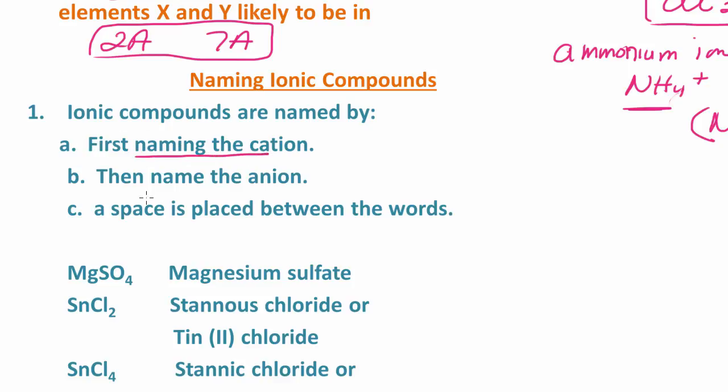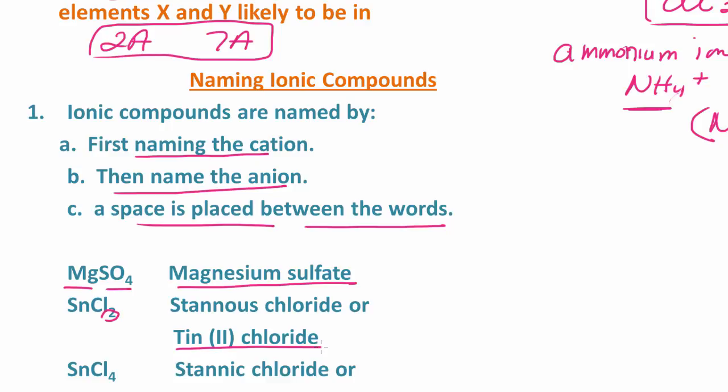First, we name the cation, we then name the anion, and we put a space between the words. So for example, here we have magnesium and sulfate. This would be called magnesium sulfate. Here we have one of those elements, tin, that can have more than 1 charge, so we have to use Roman numerals. So looking at this, we know that the tin has a +2 charge. Remember this 2 here. Remember we do that crisscross. So this would be tin 2 chloride, or in the old naming system, stannous chloride.